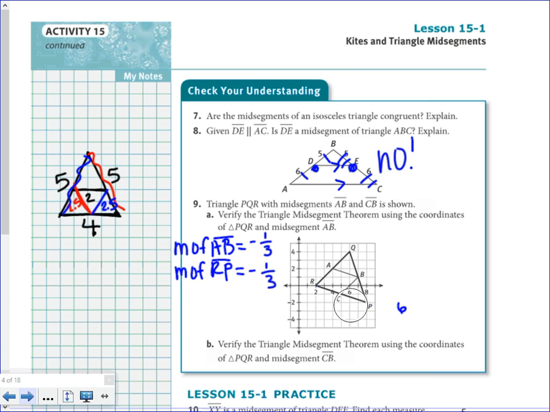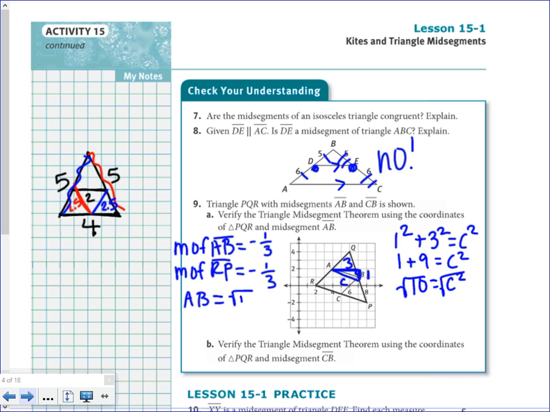Now we need to look at the distance, the length of them. So I am going to use this triangle here. It's a right triangle, and I'm going to use the Pythagorean theorem. This side length is 1, and this side length is 3. And we're looking for the hypotenuse. So 1 squared plus 3 squared equals c squared. So 1 plus 9 equals c squared. 10 equals c squared. So we can take the square root, which means that the length of AB is the square root of 10.